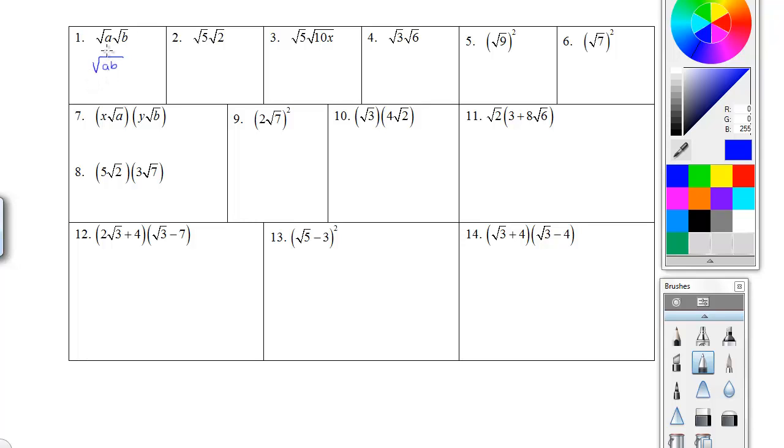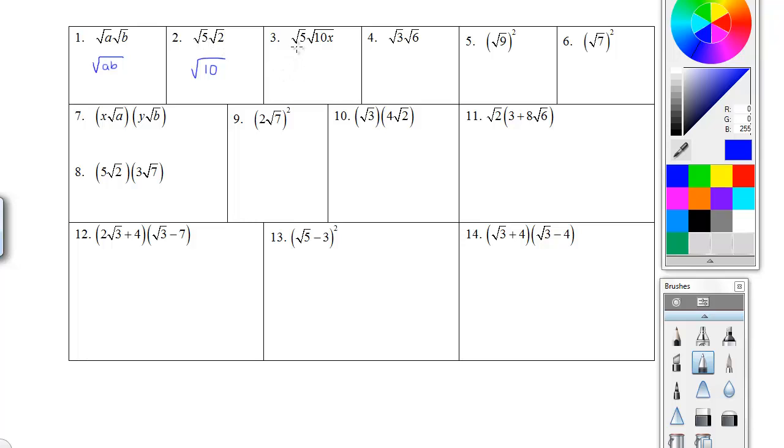Now that's much different than if you were adding them. If it was root a plus root b, you wouldn't be able to combine them. But multiplying is friendlier. There's a little bit more you can do with them. So next example, make sure you're keeping up. Root 5 times root 2 will become the square root of 10. 5 times 2.